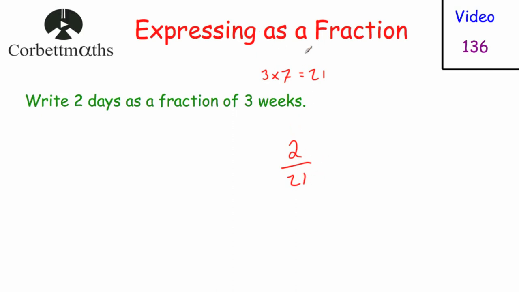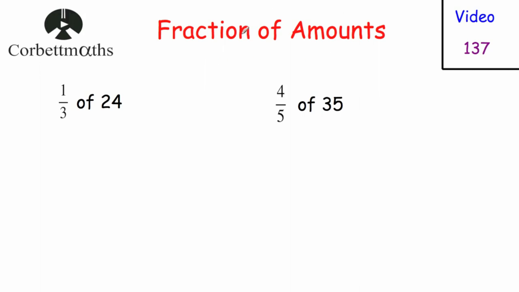So to express something as a fraction, whatever the total is, you put that on the denominator, and whatever you've been asked to write as a fraction of that total, you put on the numerator, and that's it. Okay, let's have a look at our next topic. So our next topic is to work out the fraction of an amount. Now, to work out a fraction of an amount, you divide by the denominator and you multiply by the numerator.